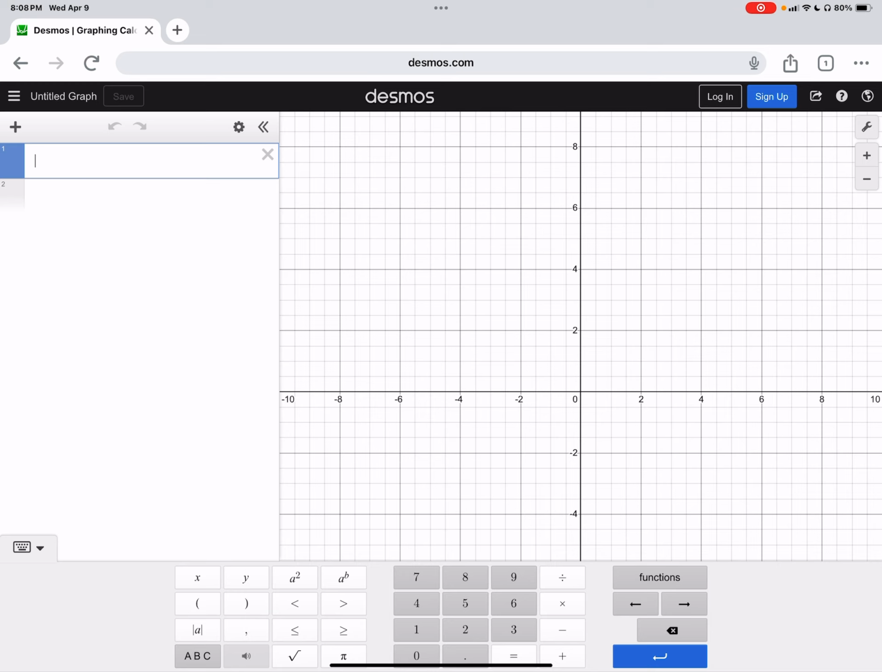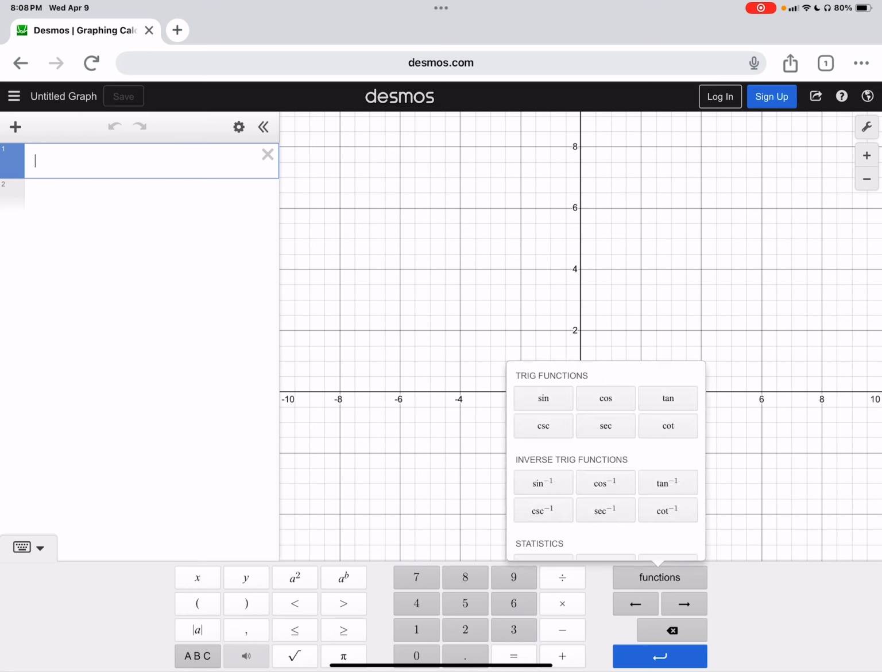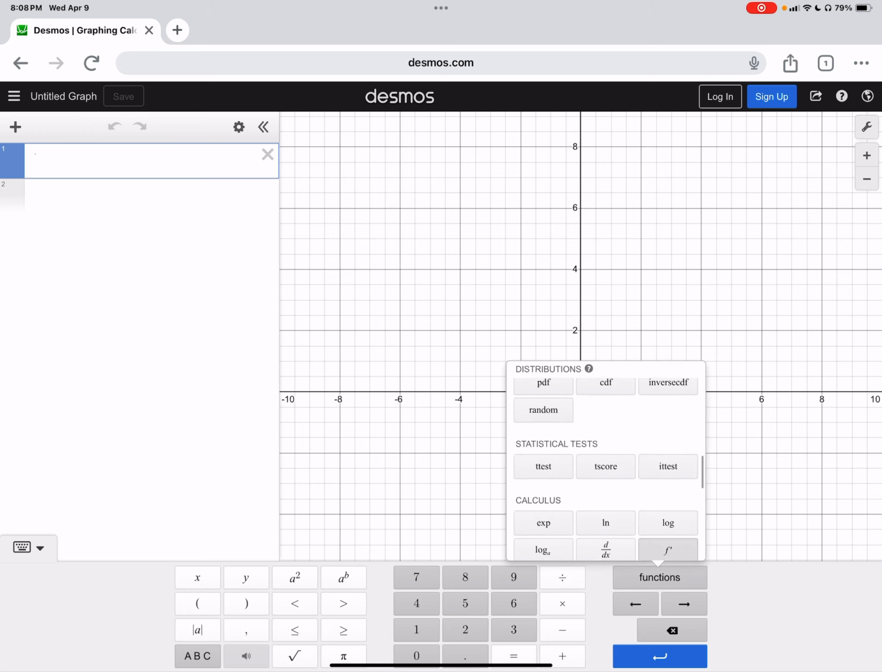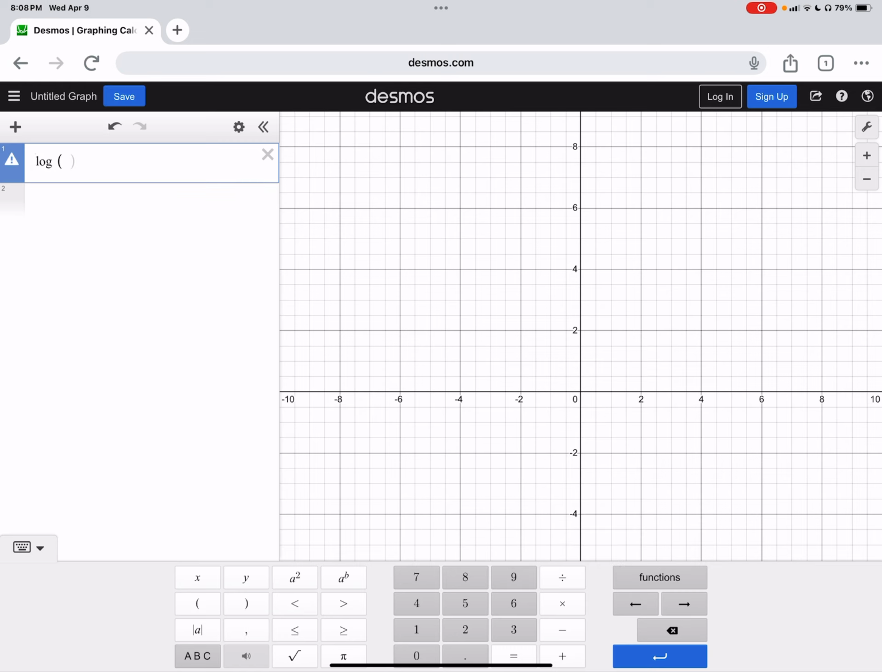And so remember, it was log base 2 of x. So I would need to click my functions button, and I'm going to go all the way down to where it says log of a right here. Where it's blinking, I'm going to put a 2, and then I would come over and do an x.